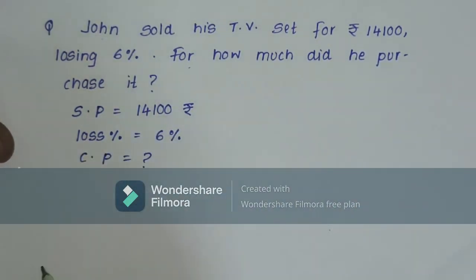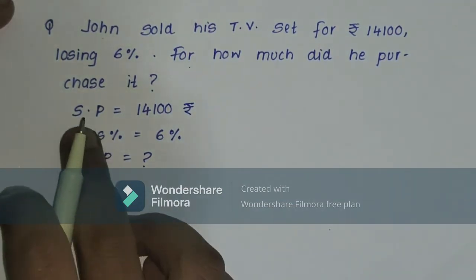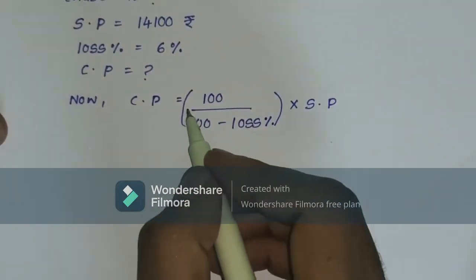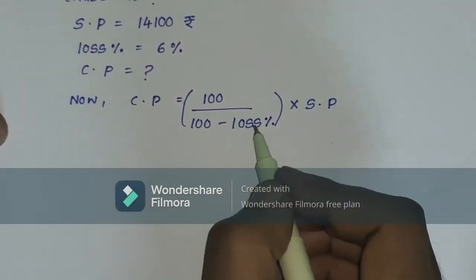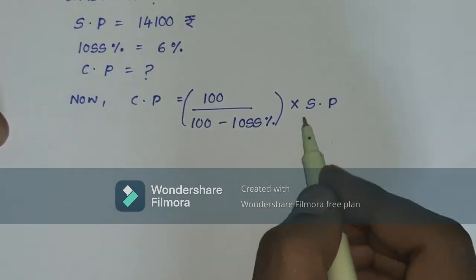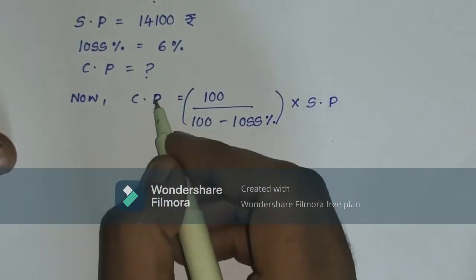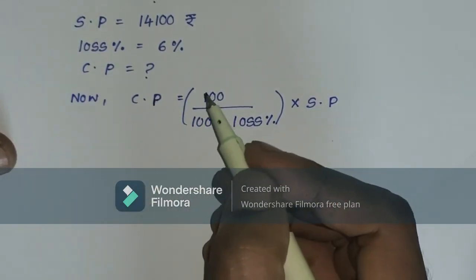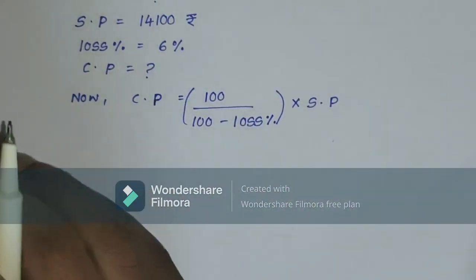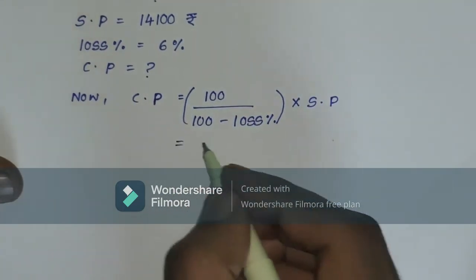Now you know very well, student, what is the formula for CP in the case where SP and loss are given. CP is equal to 100 by (100 minus loss percent) into SP. This is the formula. When you have been given SP and loss percent, you can easily find out the CP. Student, once again I tell you, please go through the 4 formulas. You can smoothly work on this chapter. Now student, let us solve this.